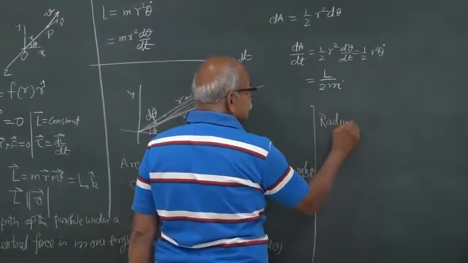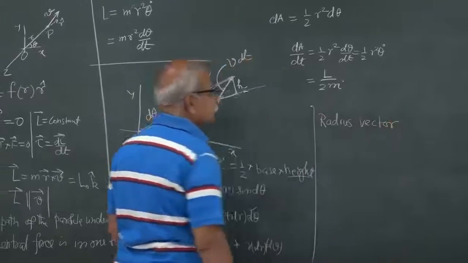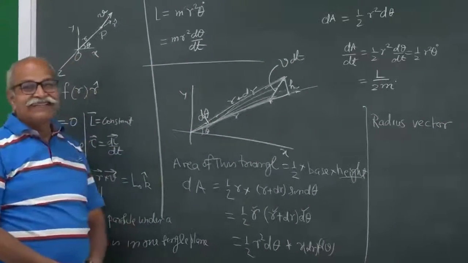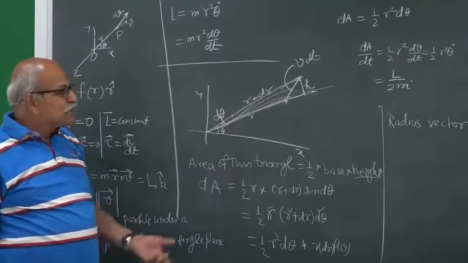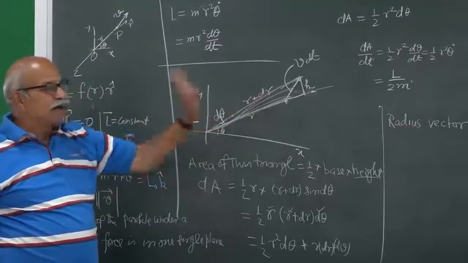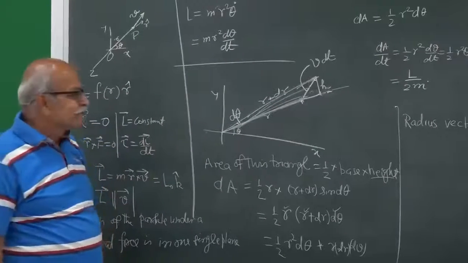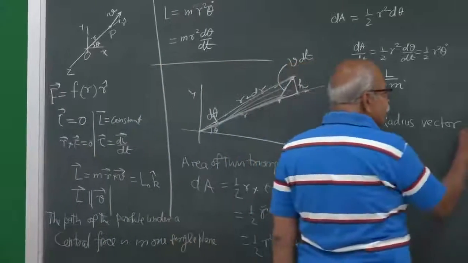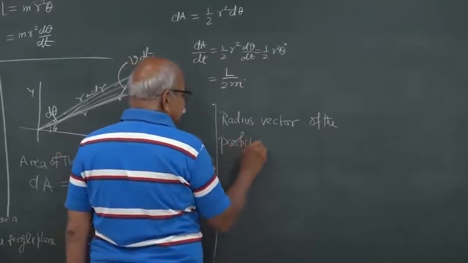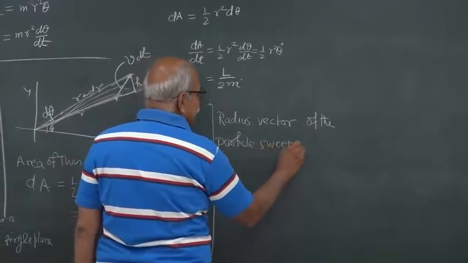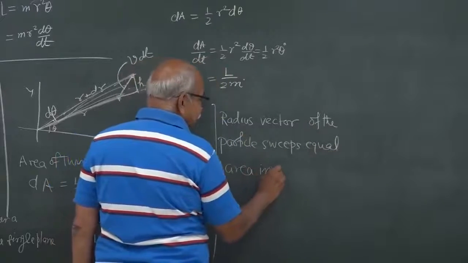Radius vector, what is radius vector? I do not know where is the radius, there is no circle out. It can be a circle, but in general it can be anything else. So, the radius vector from the origin to the particle, that position vector is also known as radius vector. The radius vector of the particle sweeps equal area in equal time.